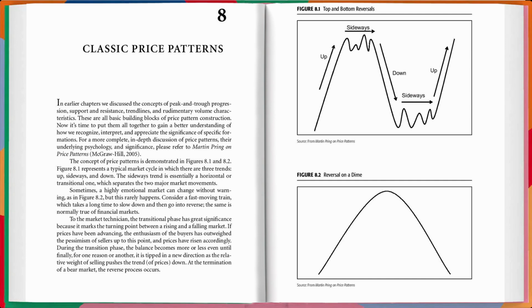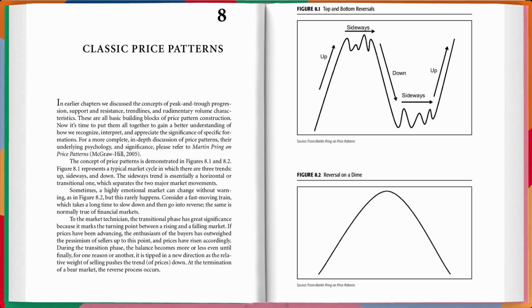Chapter 8. Classic Price Patterns. In earlier chapters, we discussed the concepts of peak and trough progression, support and resistance, trend lines, and rudimentary volume characteristics. These are all basic building blocks of price pattern construction. Now it's time to put them all together to gain a better understanding of how we recognize, interpret, and appreciate the significance of specific formations. For a more complete, in-depth discussion of price patterns, their underlying psychology and significance, please refer to Martin Pring on Price Patterns, McGraw-Hill, 2005. The concept of price patterns is demonstrated in Figures 8.1 and 8.2.